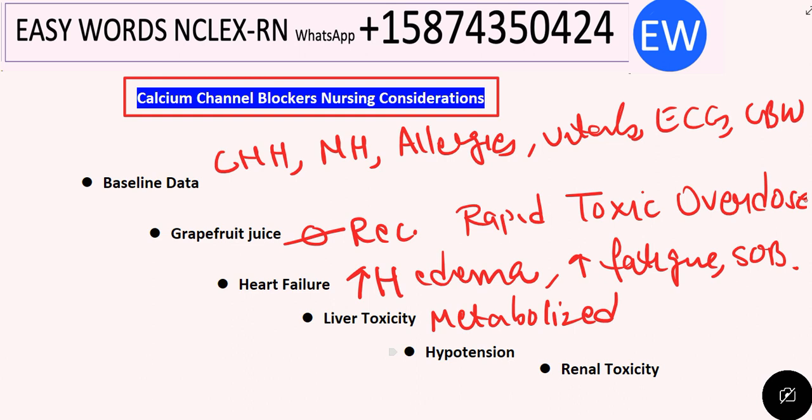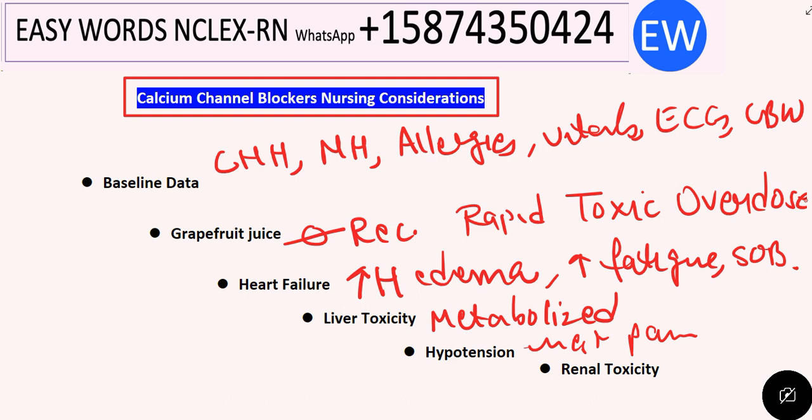Hypotension. Calcium channel blockers may cause a paradoxical increase in chest pain or an increase in anginal pain. So, instruct the client to notify the physician of any symptoms such as headache, dizziness, or lightheadedness, and also advise the client to change position slowly from sitting or lying down.